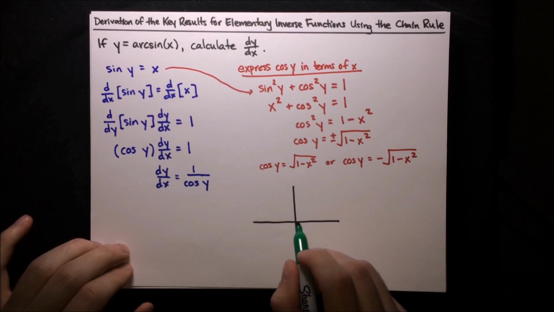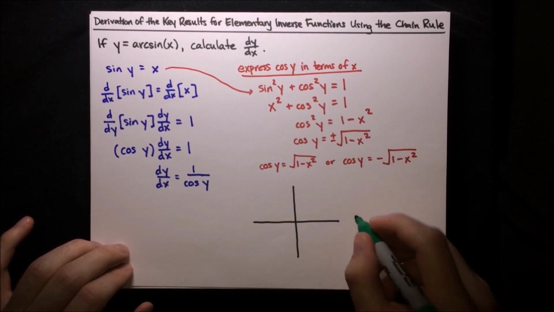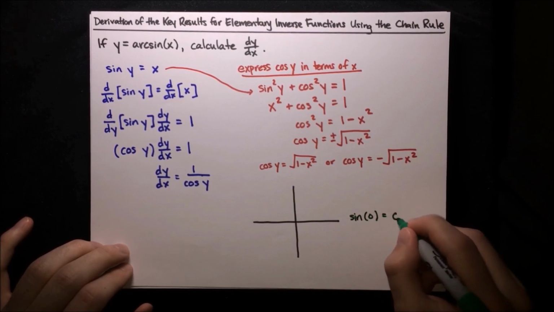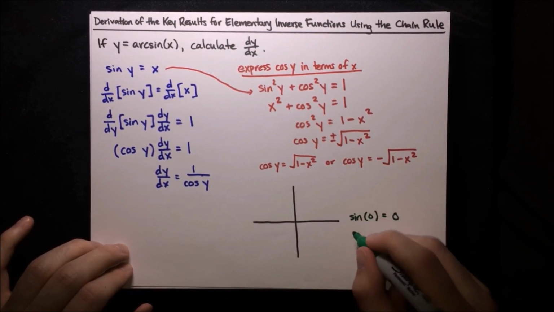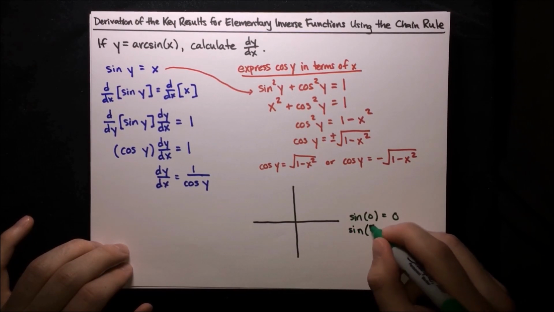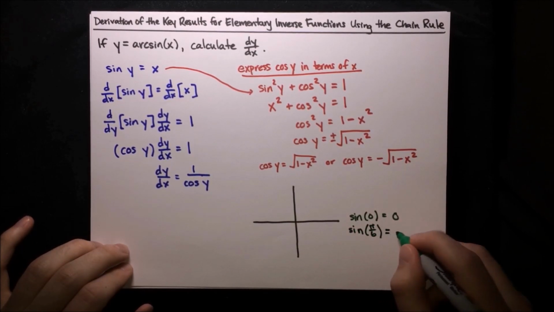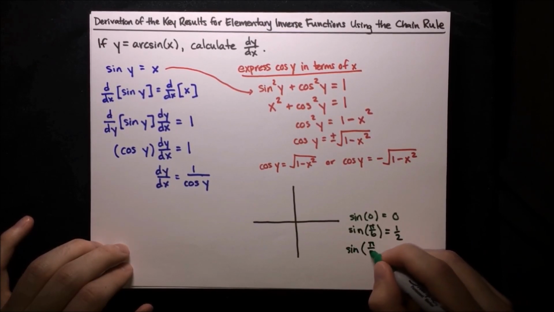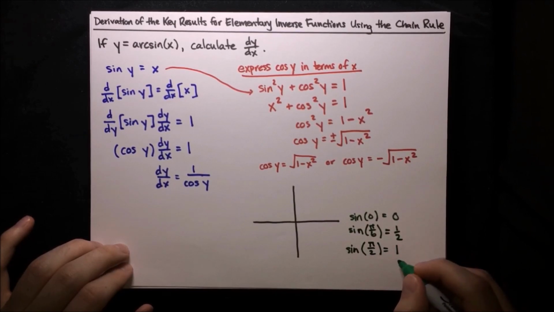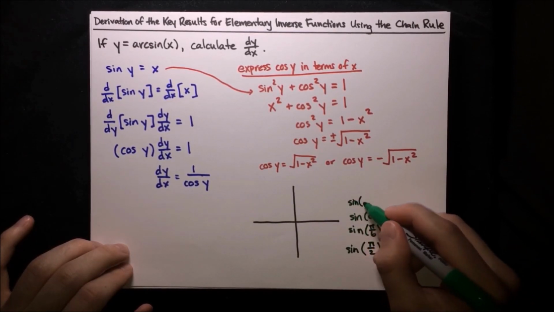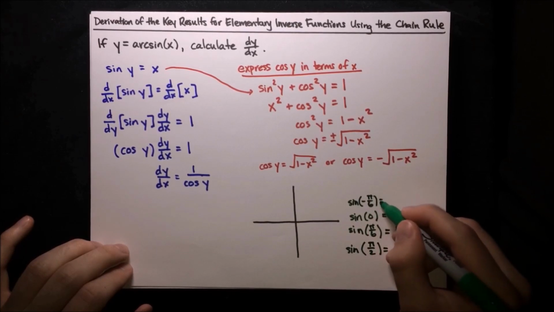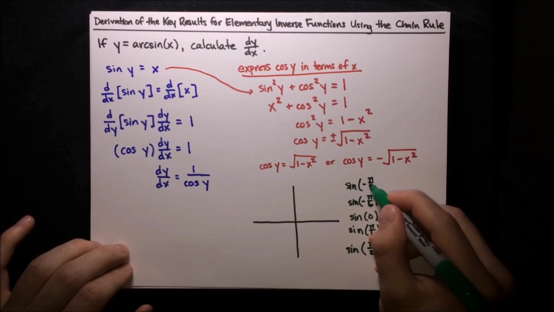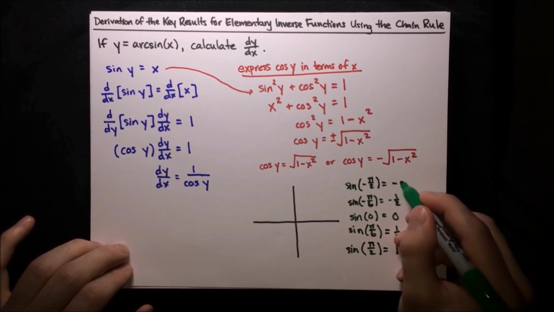In order to draw a rough sketch of arc sine, we'll need a few points for sine. So how about sine of 0, that has to equal 0. What else do we know? Well, we know that sine of pi over 6 is equal to 1/2, and we also know that sine of pi over 2 is equal to 1. Likewise, we know that sine of negative pi over 6 is equal to negative 1/2, and sine of negative pi over 2 is equal to negative 1.